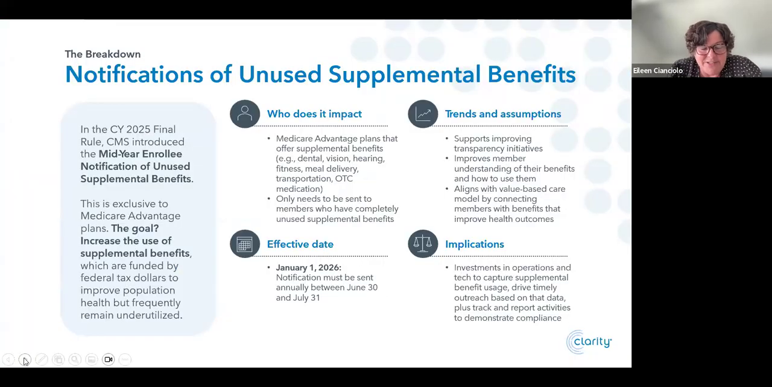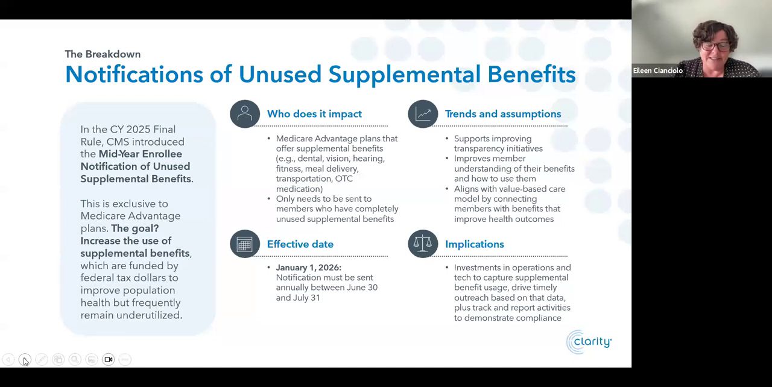And now for my favorite mouthful, the mid-year enrollee notification of unused supplemental benefits. Now you may say that doesn't go into effect until the middle of 2026. I mean, it's January 26th. The communications have to be sent out between June 30th and July 31st.